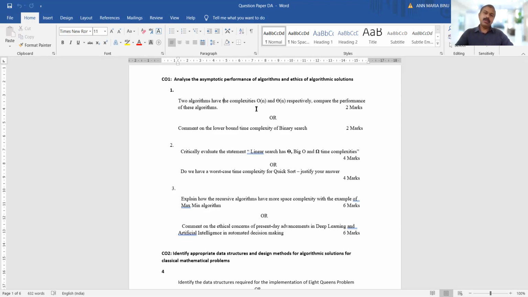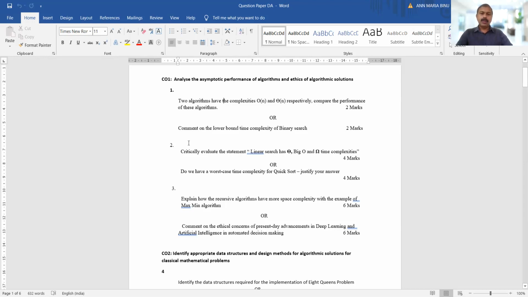So if this particular student wants to answer this question, then he must be knowing all the theoretical aspects, and he must be knowing what is the difference between big O and theta of n, and also the application level: if the time complexity is like this, how the performance of the algorithm will be varying if these complexities are like this.